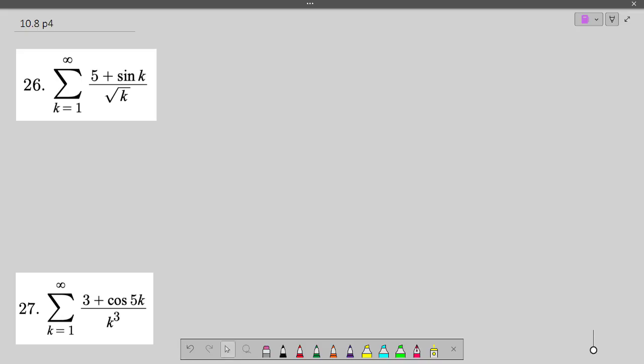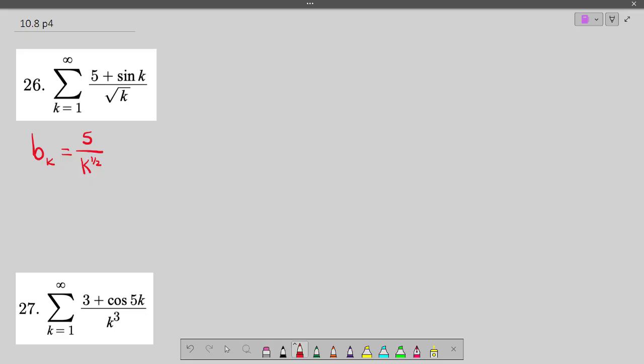So that's exactly what we're going to do. We're going to choose a b sub k. The sine of k is just wobbling around. We don't want to have that as part of the b sub k. We want to get rid of that wobble. So the natural choice is to choose 5 over square root of k, or we could write that as k to the 1/2. You could even pick 1 over k to the 1/2. Either of those works. You can pick your b sub k to be anything. We want to pick it as closely connected to this as possible.